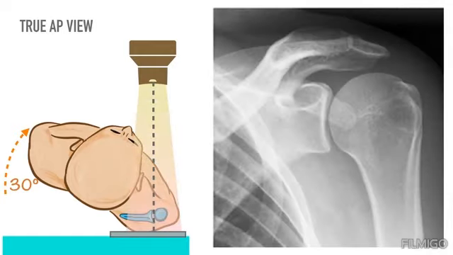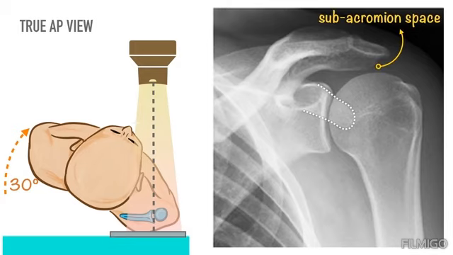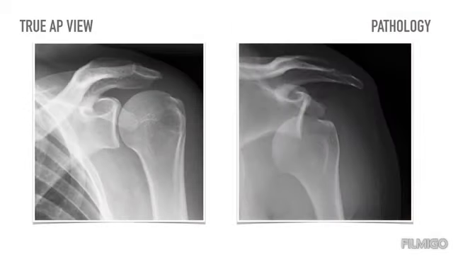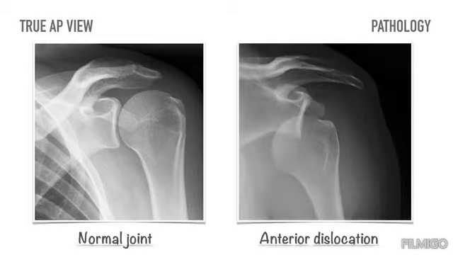This view allows better assessment of the integrity of glenoid and congruity of the glenohumeral joint. The anterior and posterior rims of the glenoid cavity are superimposed. The lateral aspect of the coracoid process slightly superimposes the humeral head. The correct amount of caudal angling is evidenced by a clear view of the subacromial space. The true AP view demonstrates the integrity of the glenohumeral joint and shows fractures.